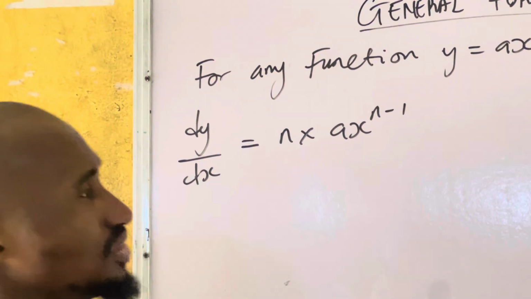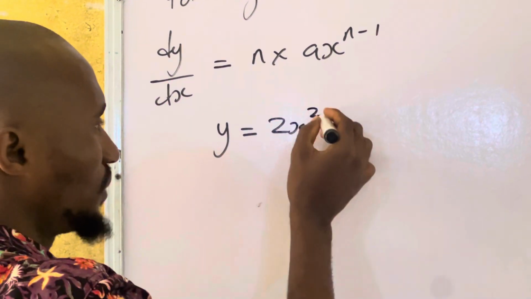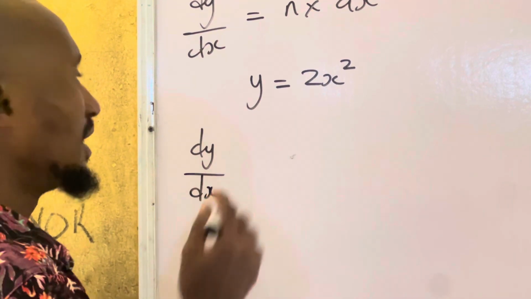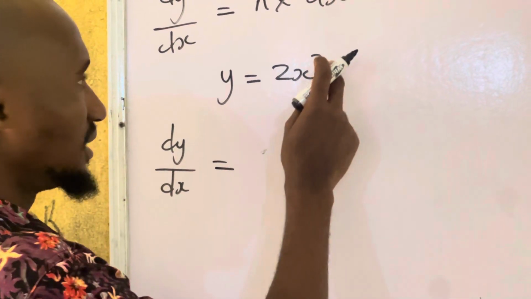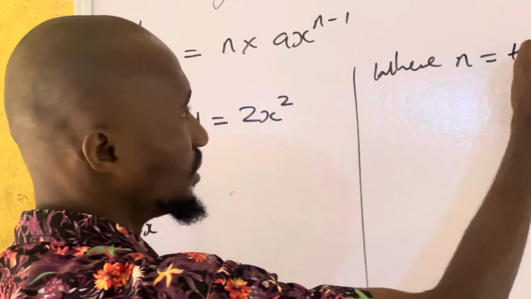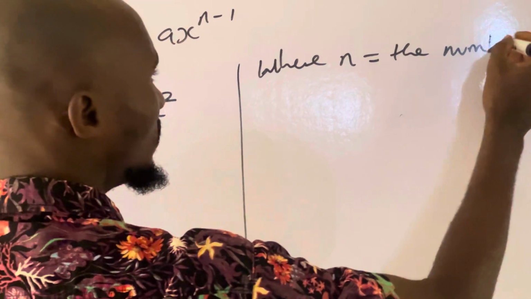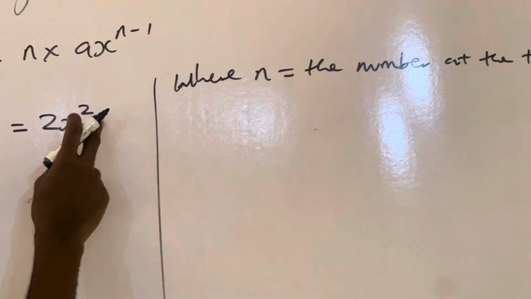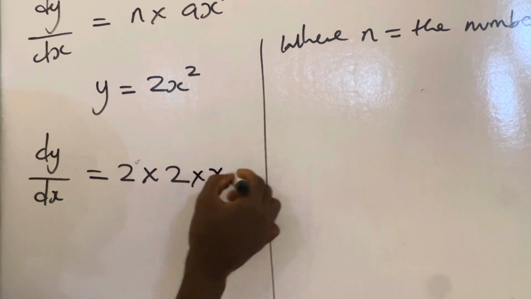Did you understand? So actually the formula here is that when you have y is equal to maybe 2x squared and you are asked to differentiate, how do you differentiate this? You say dy/dx, meaning you are differentiating y with respect to x. This will be equal to, this 2 now is n. Now let me show you something. We say where n is equal to the number at the top. So here now this is 2, here is the n. So that is 2 times 2, the 2 here, then times x raised to power 2 minus 1.